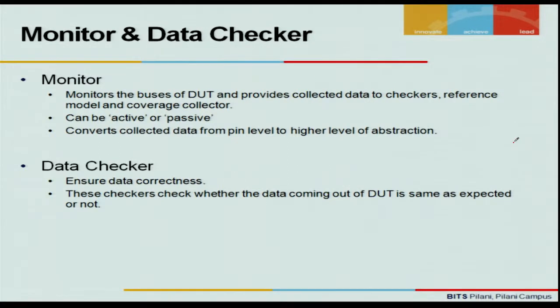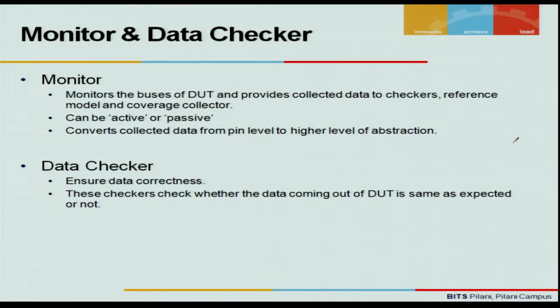Now data checkers will ensure the correctness of data. Whatever is coming out of the reference model, we expect the same thing should come out of our DUT also. So we just compare the output of these two, and we say my DUT is working fine. That kind of check we put into data checkers, and generally we put these data checkers in the scoreboard itself. We don't create a separate component called the data checker, unless it's a really complex thing.